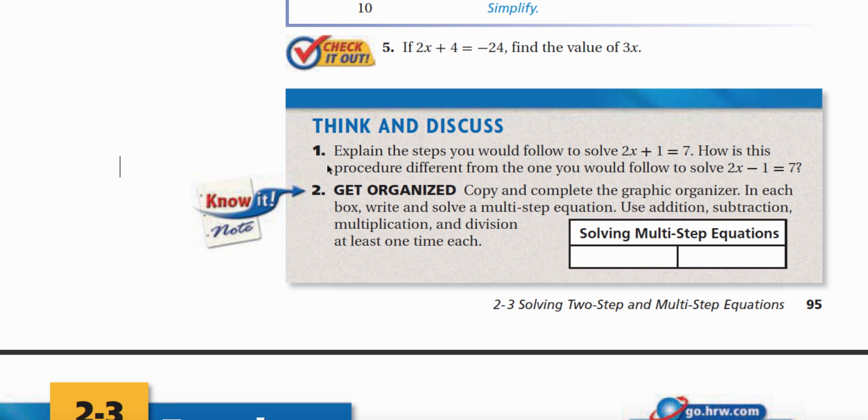Think and discuss. Explain the steps you would follow in order to solve the equation 2x plus 1 equals 7. Explain that to somebody. How is this procedure different from the one you would follow to solve 2x minus 1 equals 7? Can you find a fellow student or maybe a parent or guardian or someone that you can talk about this with? What's the difference? What would you do to solve the first equation? What would you do to solve the second equation, and how does your answer differ between the two?